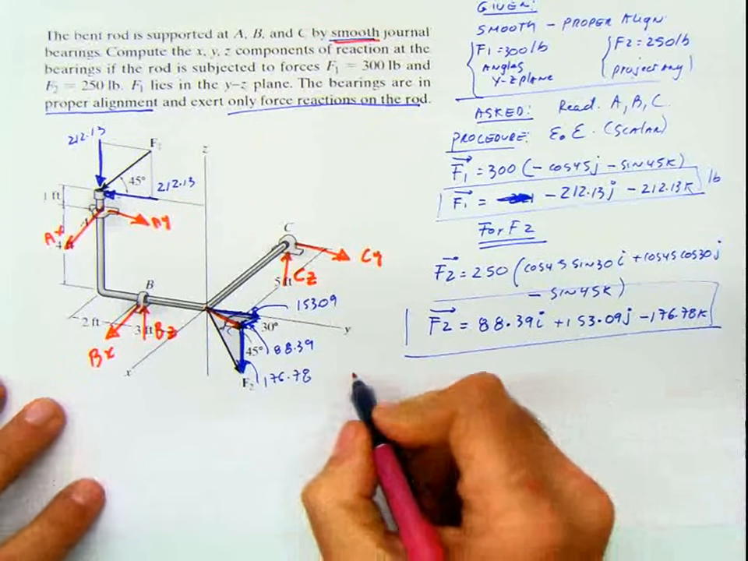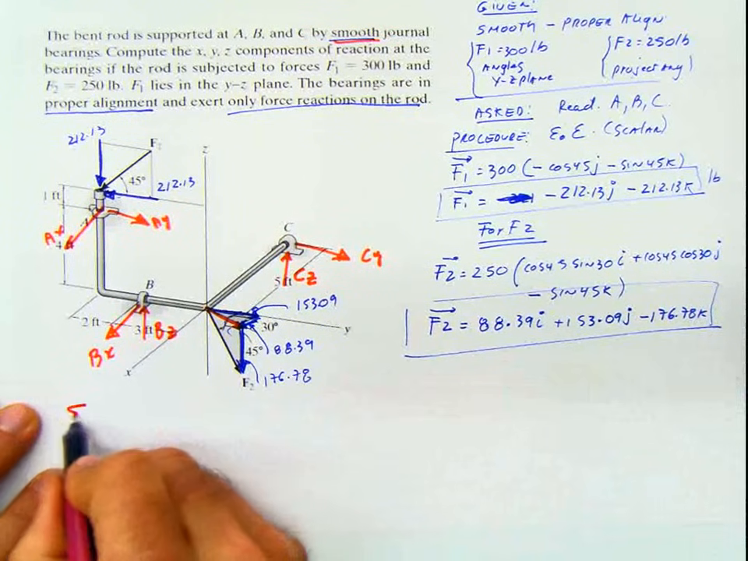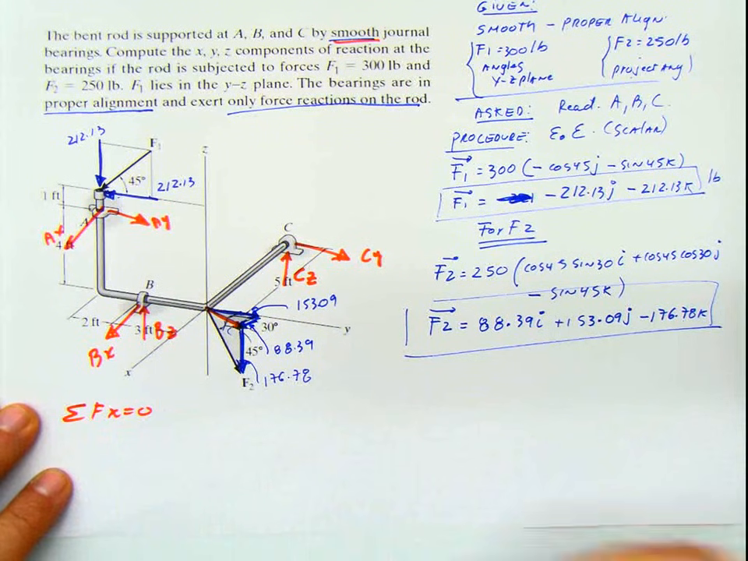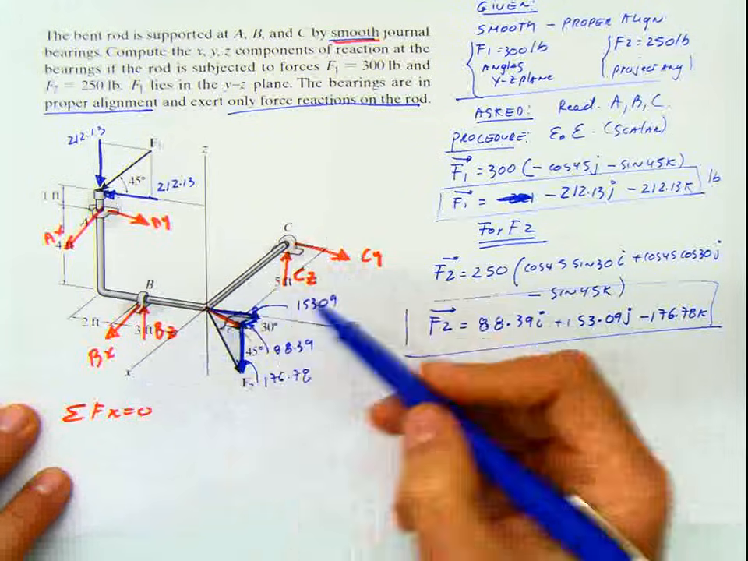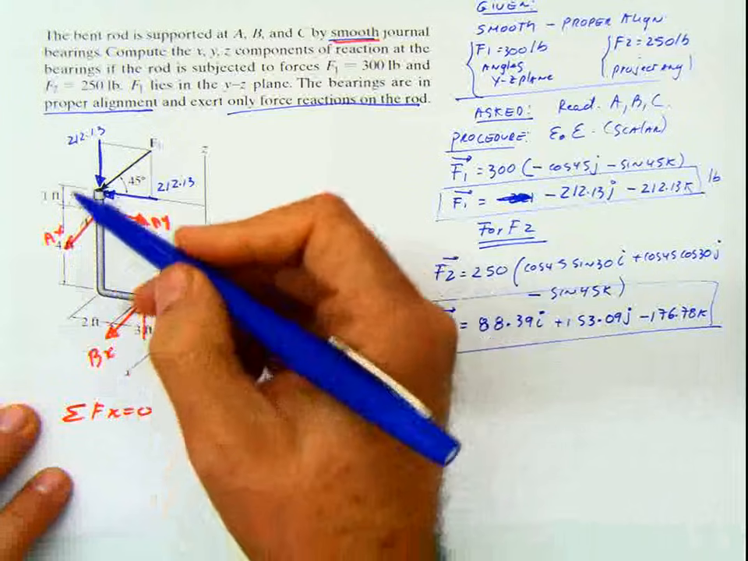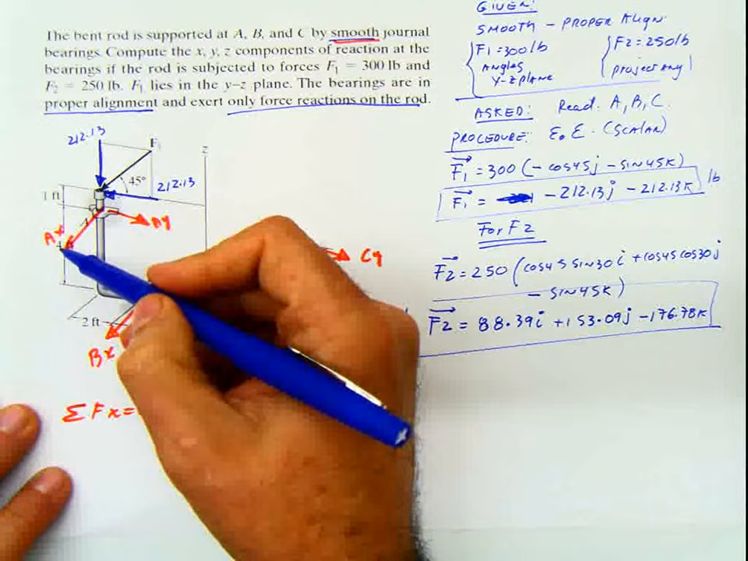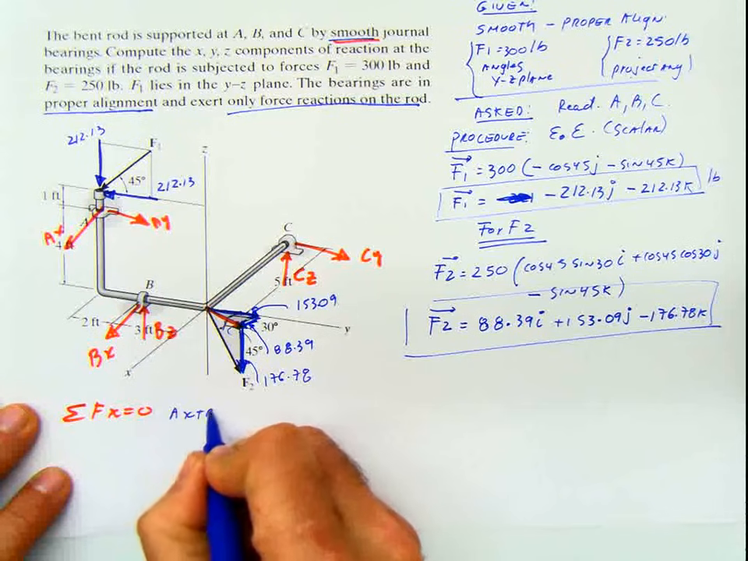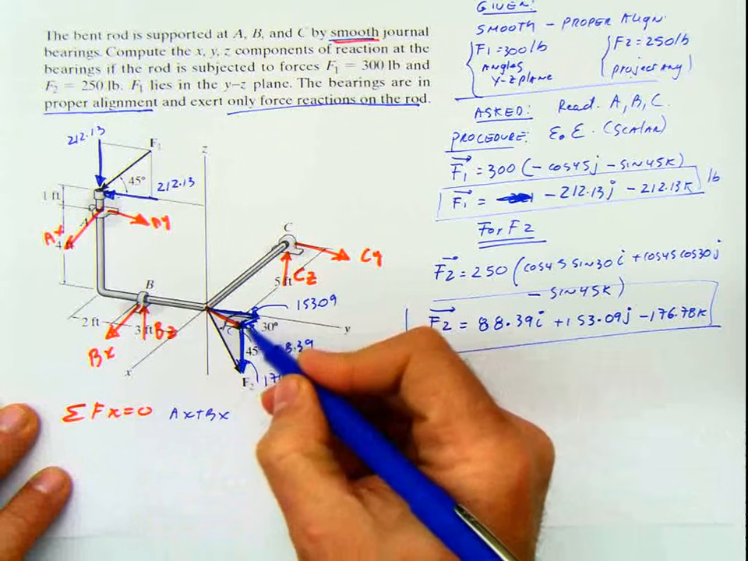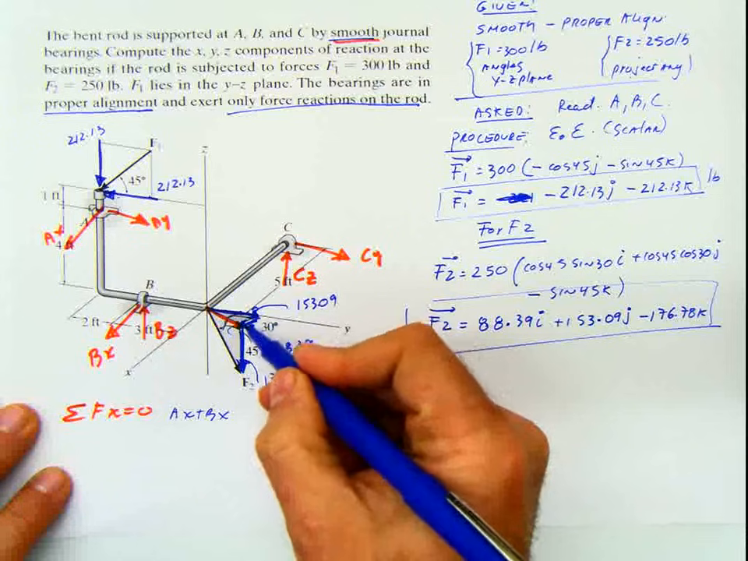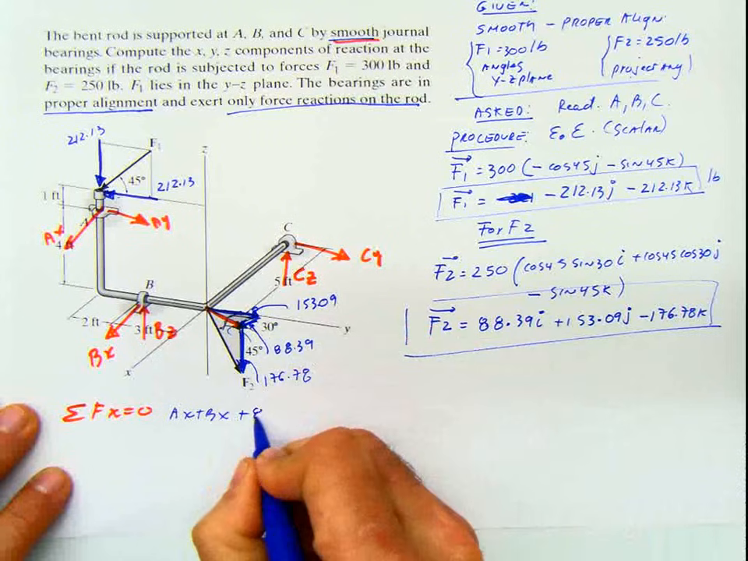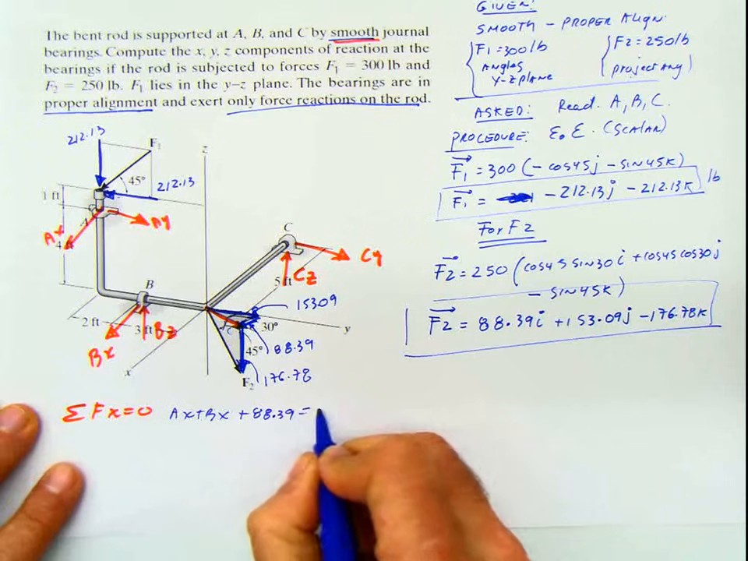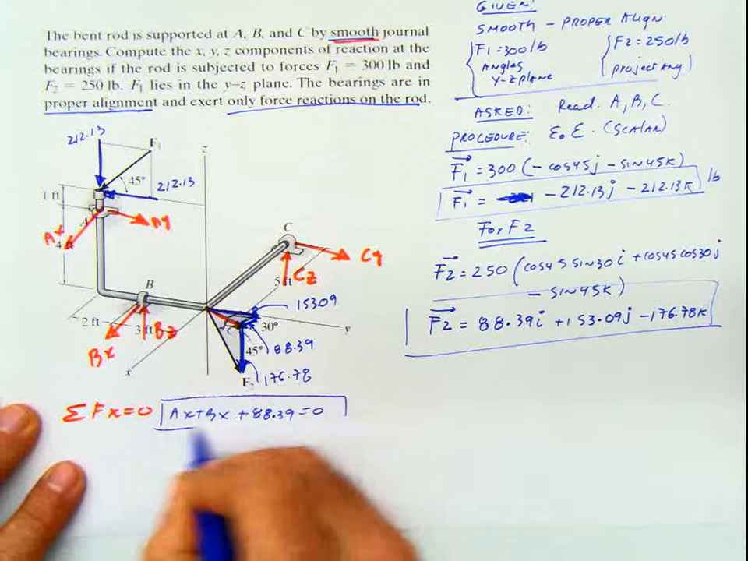So if we say summation of forces in X equals 0. Let's start with that one. X is this direction. What do we have in X direction? I have AX, I have BX, and I have this value here, which is 88.39. That's 0. That's my first equation.